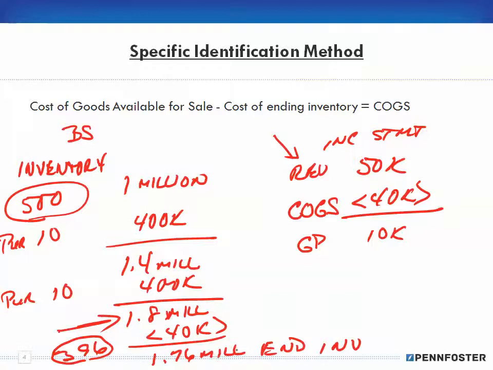Okay, so that's my ending inventory. Now notice that it is not my goods available for sale. My goods available for sale was the $1.8 million because it's everything, it's my beginning inventory plus all of my purchases before I take out anything that I sold. You know, it's goods that were available.